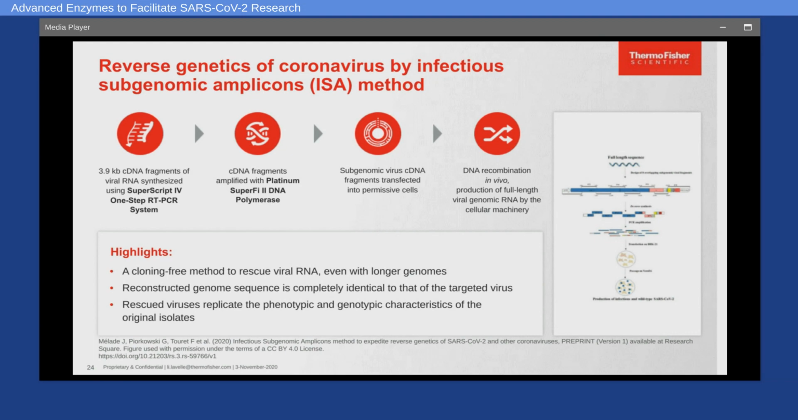Now we move to another publication. A group from the University of Texas developed a method called ISA. They established reverse genetics of coronavirus by the infectious subgenomic amplicons method. This method has been developed in recent years, focused on short single-strand RNA genomes. And this is the first publication established on a long RNA strand.